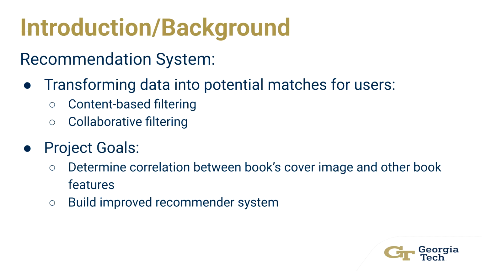The two main types of recommender systems are content-based filtering, which recommends books based on similarity, and collaborative filtering, which recommends books based on existing user ratings.